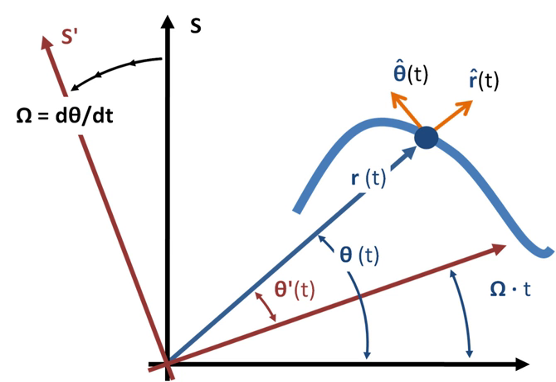Time-varying coordinate systems. In a general coordinate system, the basis vectors for the coordinates may vary in time at fixed positions, or they may vary with position at fixed times, or both.